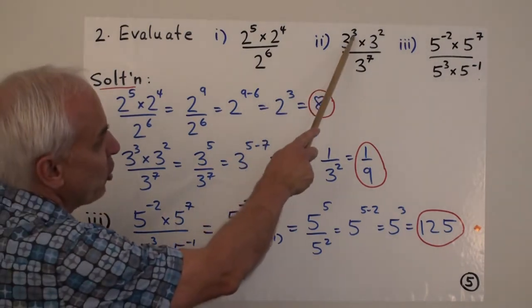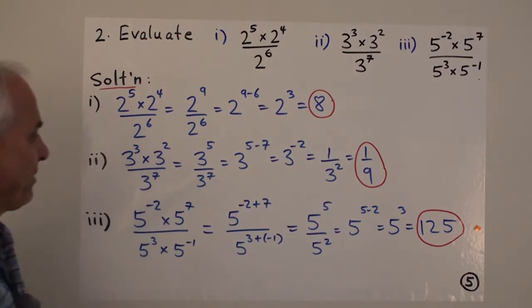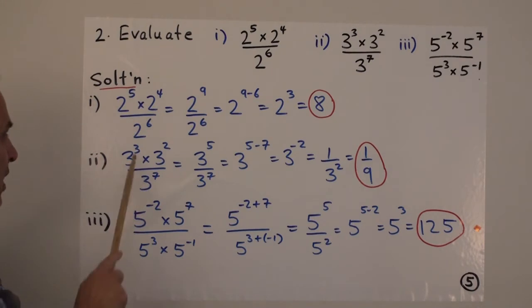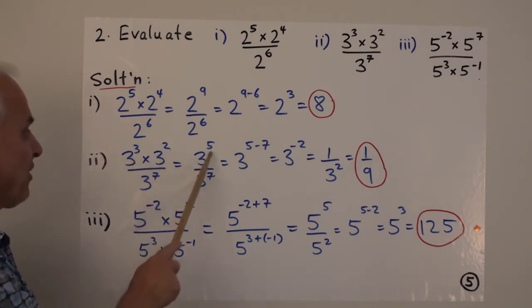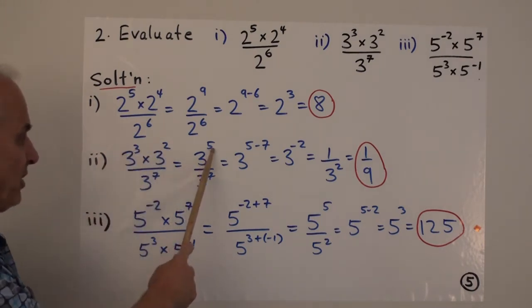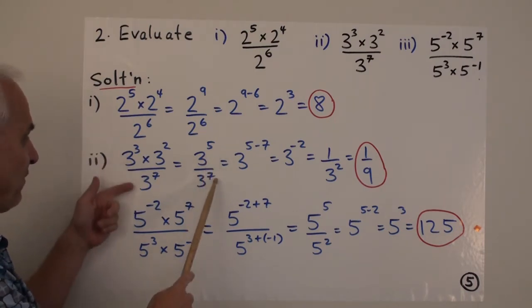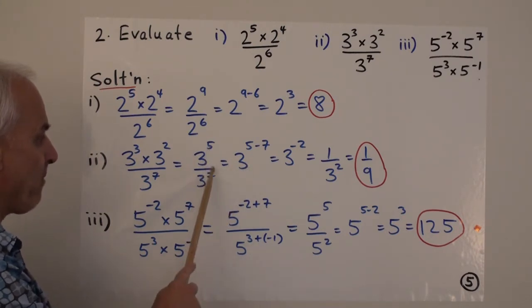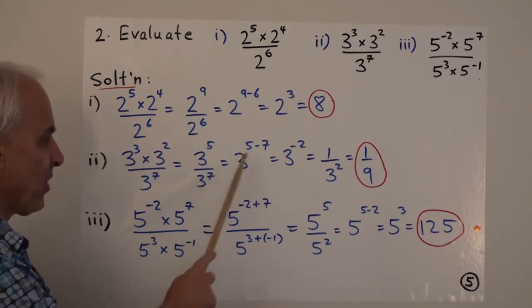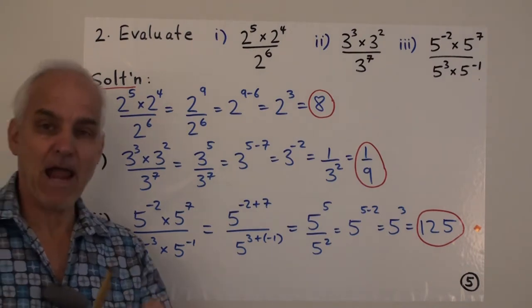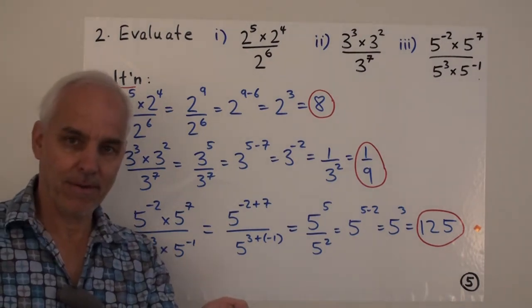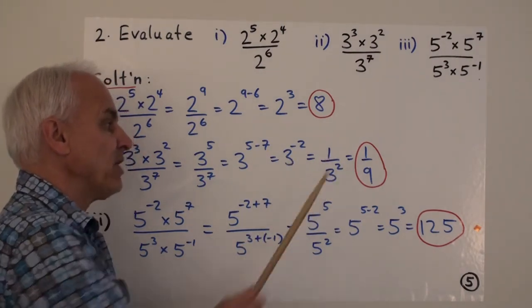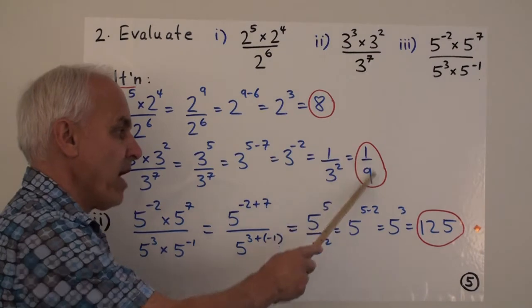Next problem, 3 cubed times 3 squared over 3 to the 7. Same kind of thing, except now the base is 3. 3 cubed times 3 squared is 3 to the 5th, because we add the exponents. And then we have 3 to the 5th divided by 3 to the 7, which is 3 to the 5 minus 7. All right, 5 minus 7 is minus 2. So we have 3 to the minus 2, which is 1 over 3 squared, which is 1/9.